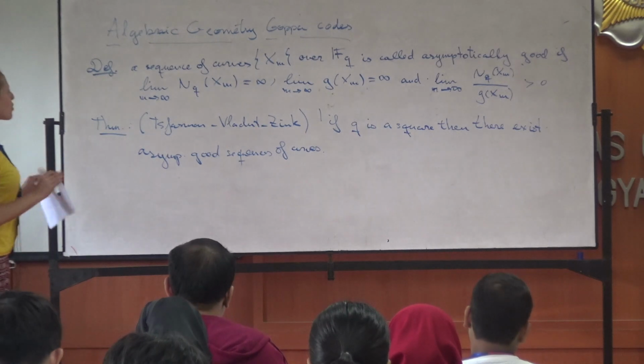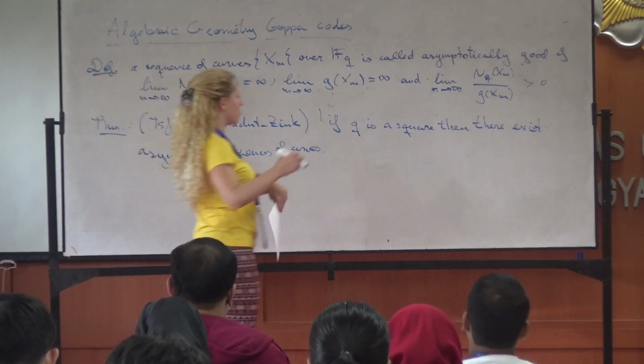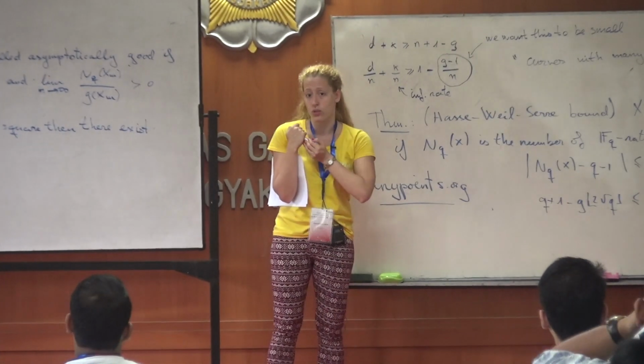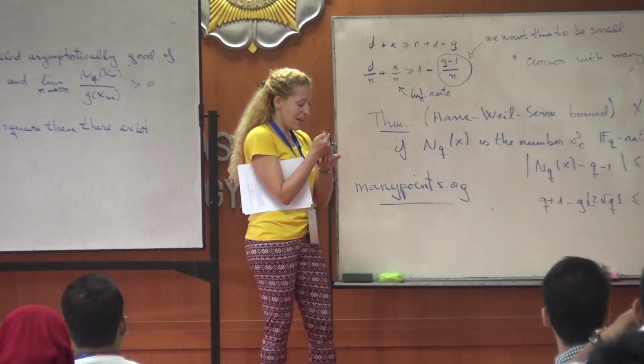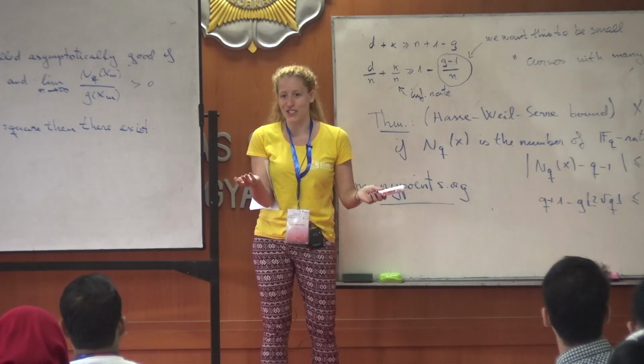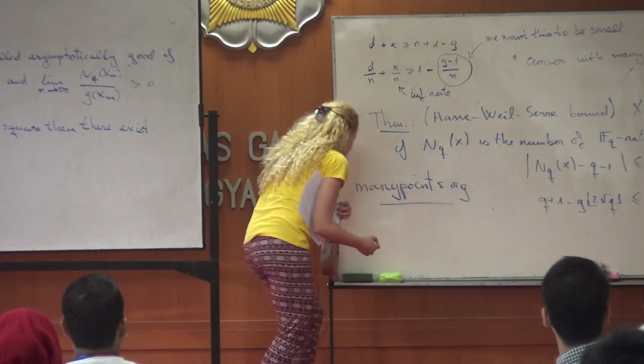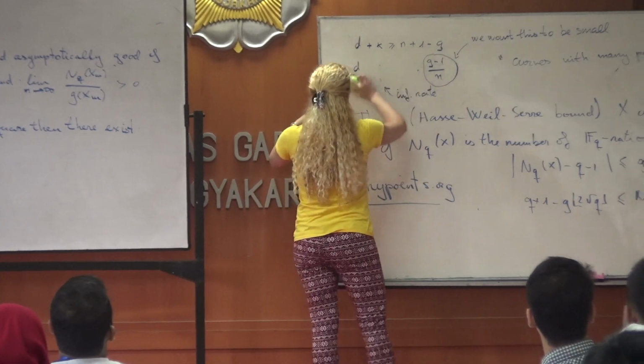So, okay, this is what I wanted to say about those algebraic geometry Goppa codes. Indeed, you can construct very good codes using curves. And now we are going to see the applications of this. So I'm going to focus now on cryptography. So let me erase here.